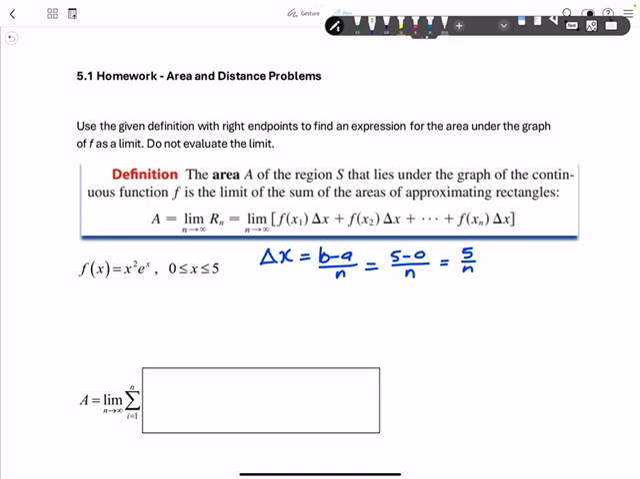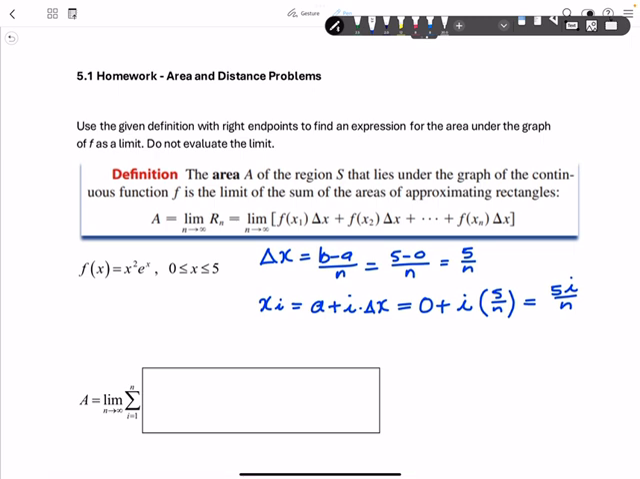I'm also going to need to give an expression for x sub i. So remember, we just said that x sub i is a plus i times delta x. So for my problem specifically, this is going to be 0 plus i times 5 over n. So let's just write this as 5i over n. So let's plug in to our formula here.